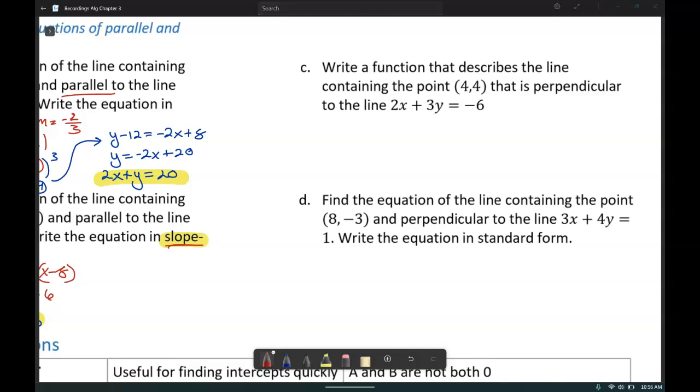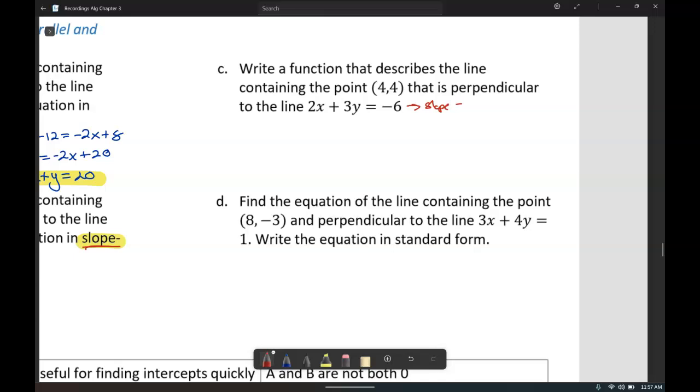So the slope of this line is negative 2/3. Now in order to get an opposite and reciprocal slope, we need to change the sign. So we need to make it positive. So it'll be a positive slope. And we're going to change places with the numerator and denominator to give us 3/2.